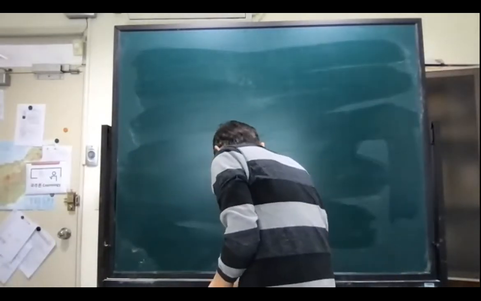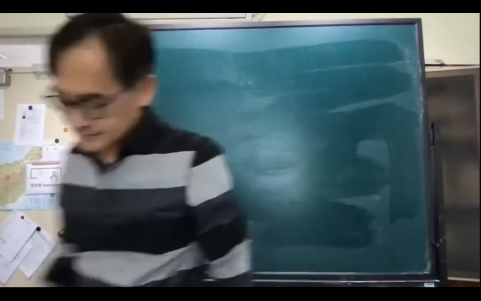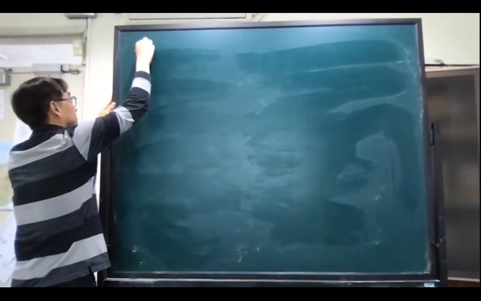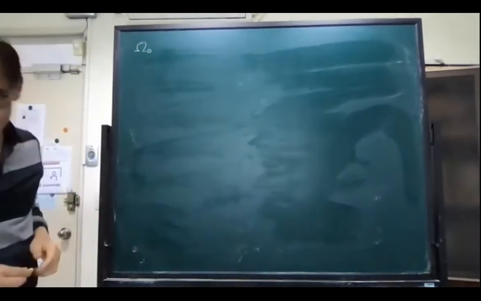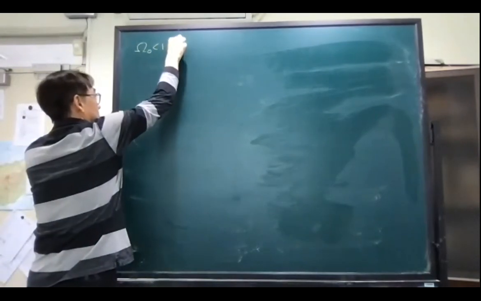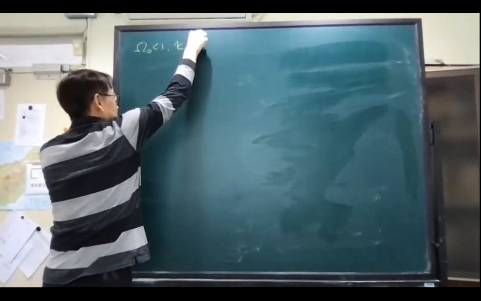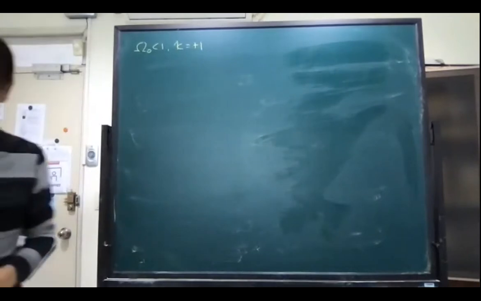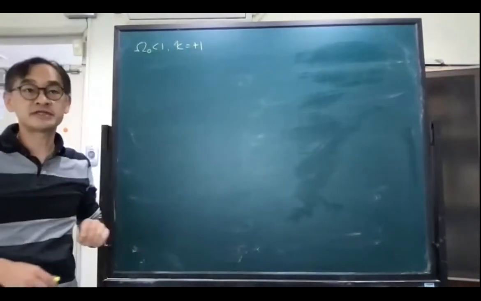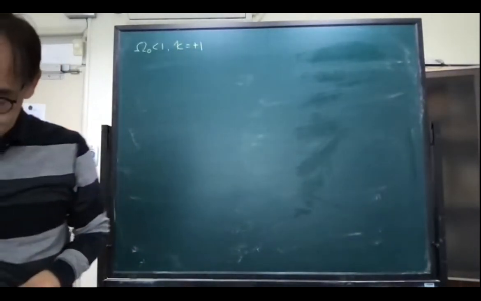Now we want to discuss some other cases. What happens if omega 0 is now less than 1 and kappa is plus 1? I erased the Friedmann equation, but both terms are now positive, so it will expand forever.